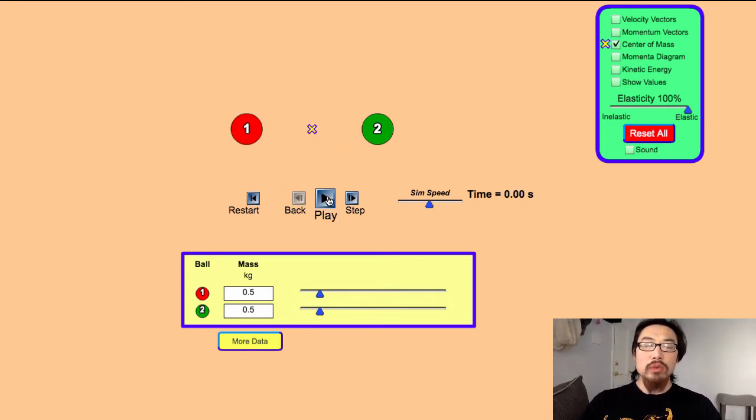So we'll try that again. When I push play, because the red ball has a velocity, it will move to the right, and you can notice that the center of mass will also move to the right.